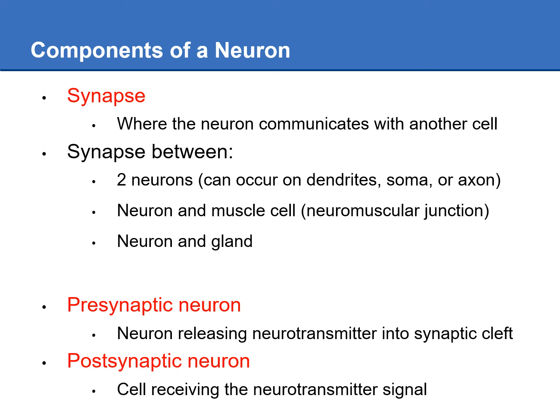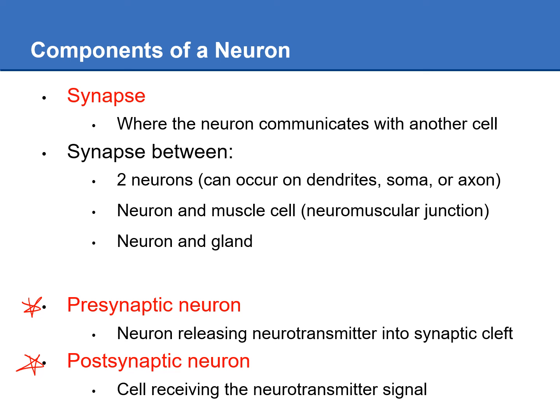And then the synapse is a very important part of the neuron. This is where the neuron is going to communicate with the next target cell. And the synapse can be between two neurons, a neuron and a muscle cell, or a neuron and a gland. And then two really important terms, we have the presynaptic neuron and the postsynaptic neuron.